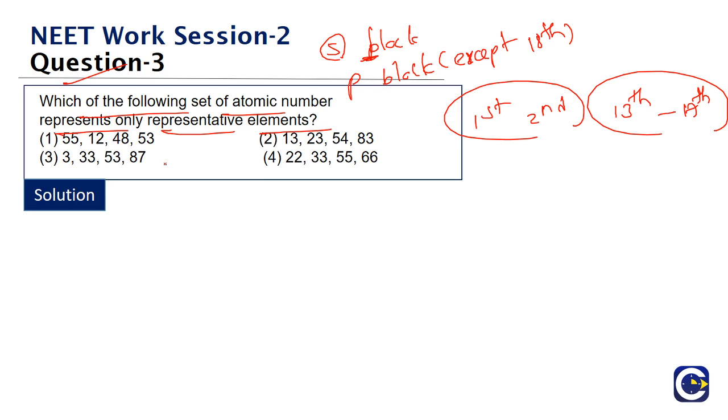There is no other way, because they're asking us which of the following set of atomic numbers represent only representative elements, which means we have to work it out. So we'll have to take option 1. In option 1, we have to see what these atomic numbers are.